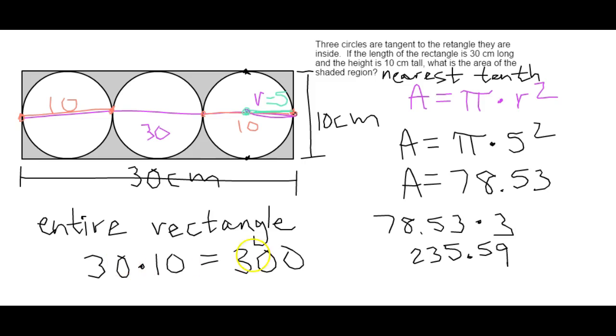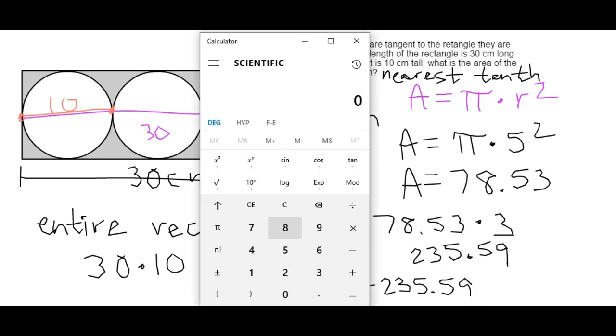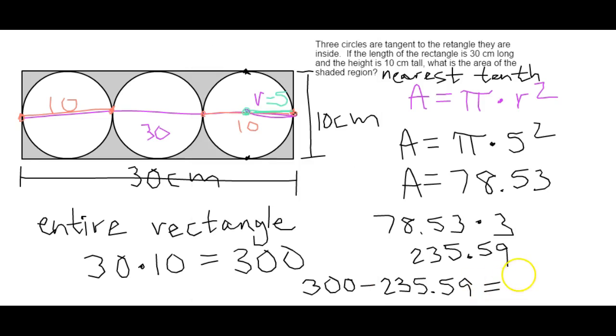So now we have the area of the entire rectangle, and we have the area of the 3 circles. To find the shaded region, this is where we can now subtract those 2 numbers. We want to take the entire area and subtract away the area of the circles. 300 minus 235.59 is 64.41.